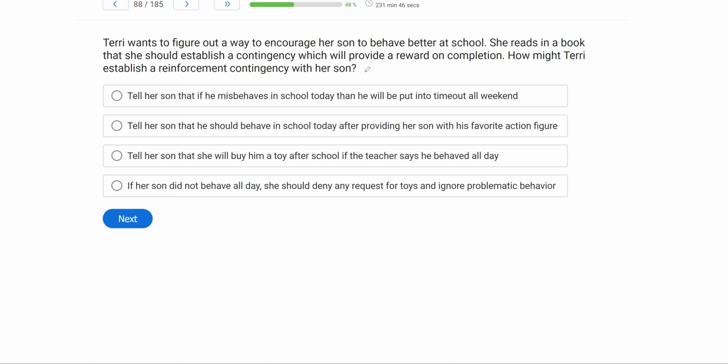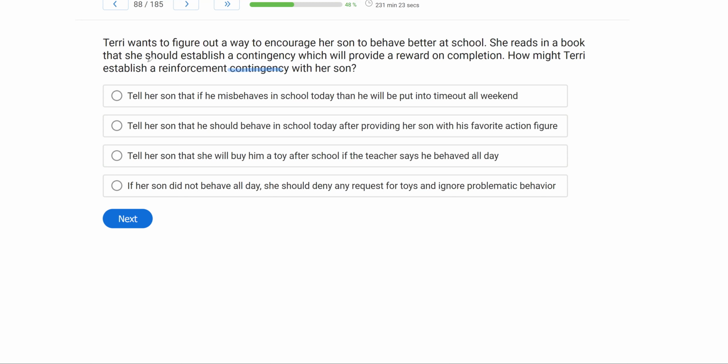What's a contingency? A contingency is an if-then statement, a first-then statement, where we are setting up the opportunity for someone to receive a consequence based on a behavior. For example, if you do your homework, then you can go play. First you eat your broccoli, then you get your dessert. Those are basic contingencies. We use contingencies all the time.